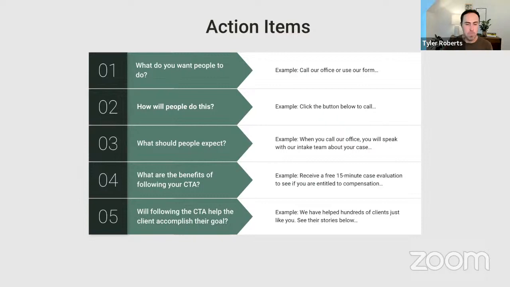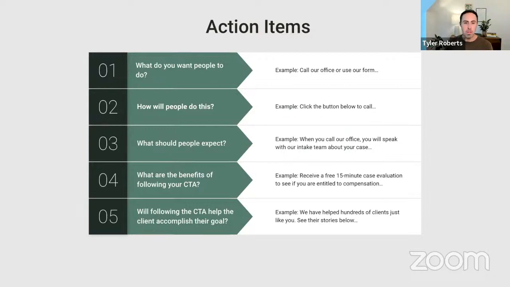So step 1, what do you want people to do? Do you want people to call your office, to use a form, to use an online calendar, to use an online chat? Do you want them to download an ebook or watch a webinar first? Then you want to tell people how they will do this. So click the button below to call, or use the form below to get in touch. Use the calendar below to schedule a time to talk. Tell people what to expect. When you call our office, you're going to speak with our intake team about your case. When you schedule this, you're going to be speaking with an attorney who can give you an evaluation of your case.